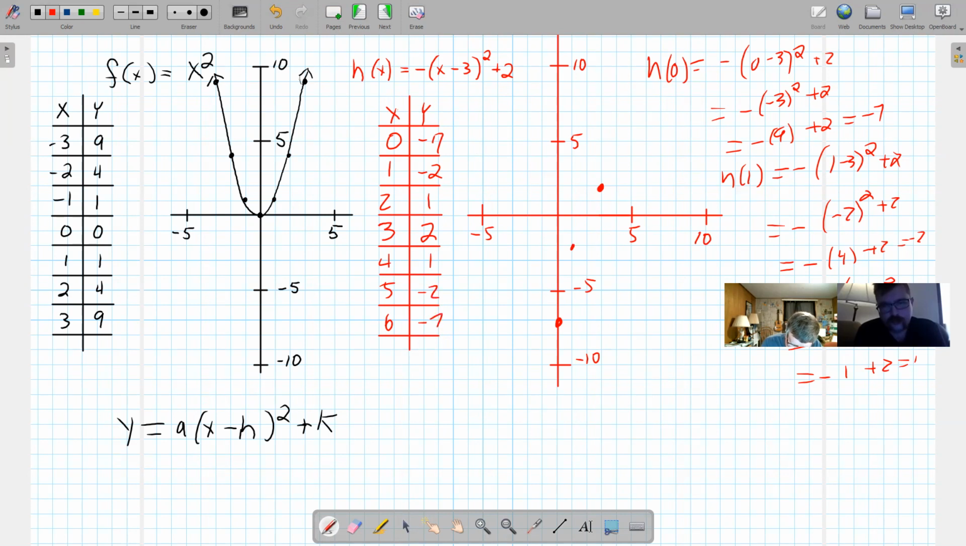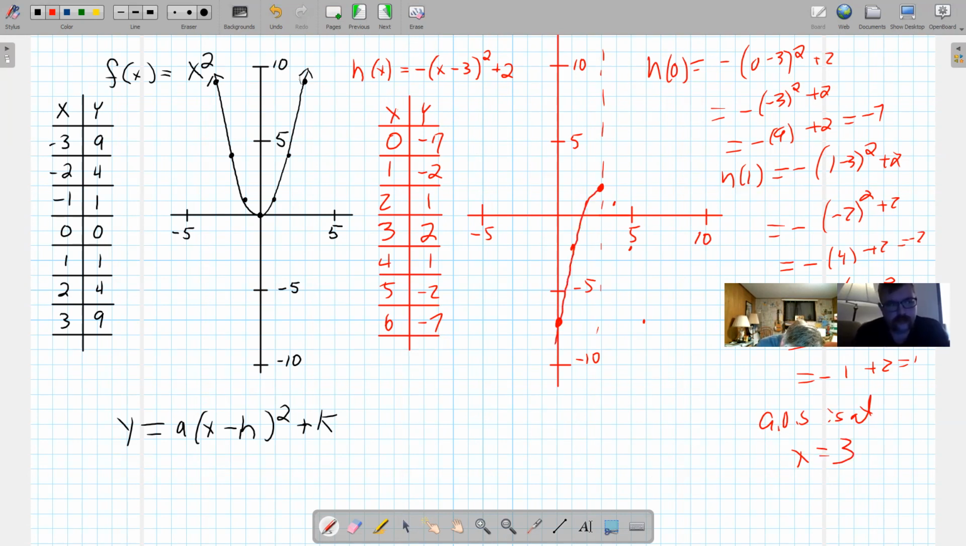And if I continued on, I'd get those calculations. Let's see, when x is 2, y is 1, 4, 1, and here. Notice again that the axis of symmetry is at x equals 3, the same x value as the vertex. Okay.